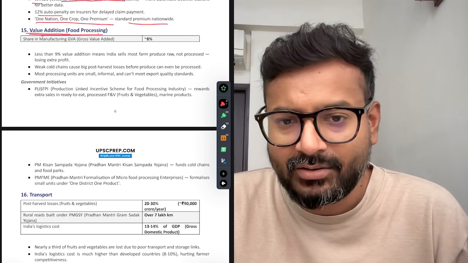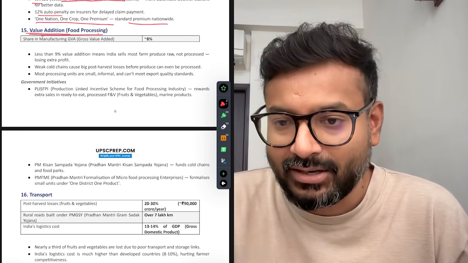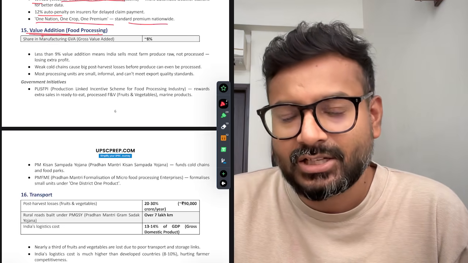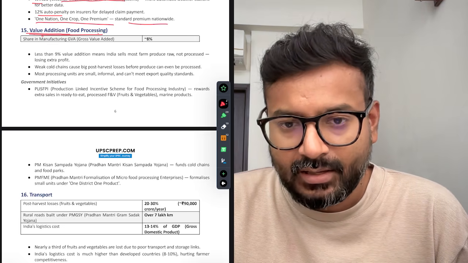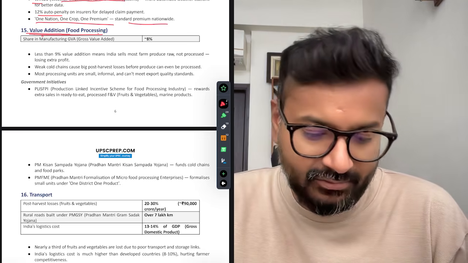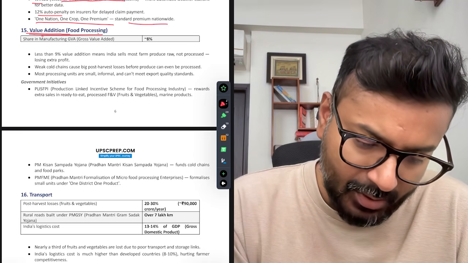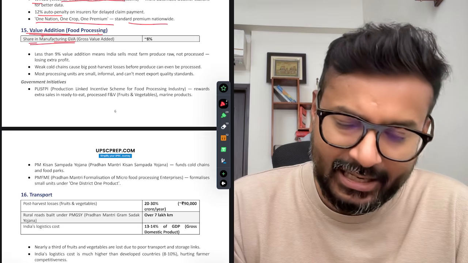But when there is value addition, again, it increases the price. So it increases remuneration for the farmers. At the same time, it increases the shelf life of the agriculture produce and leads to less wastage. So right now, the share of food processing in manufacturing GVA is just 8%.